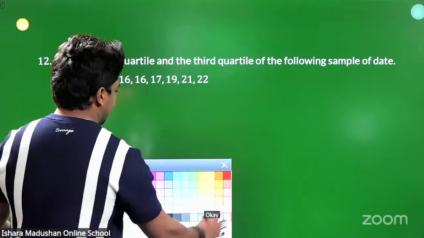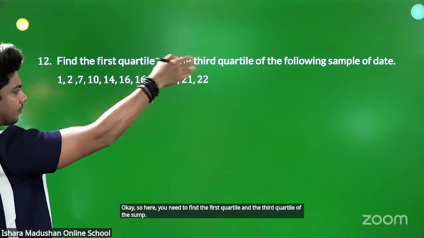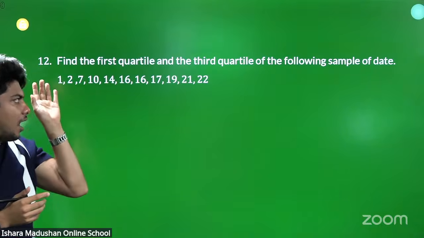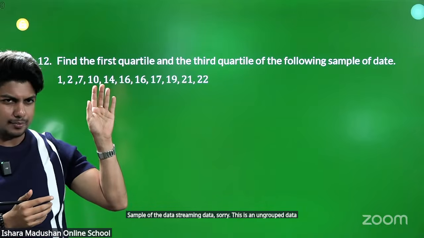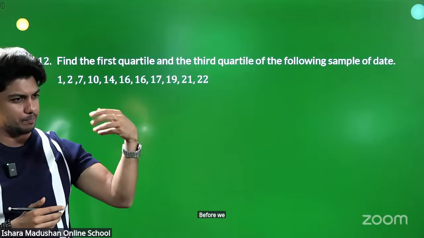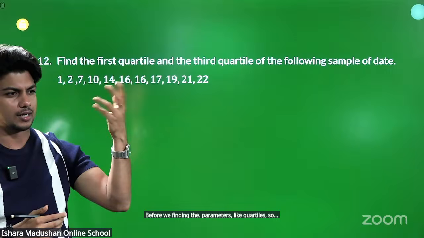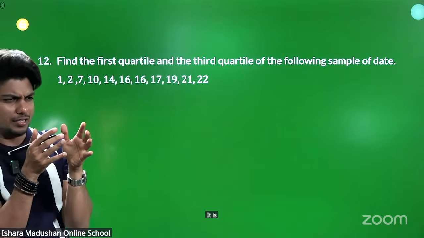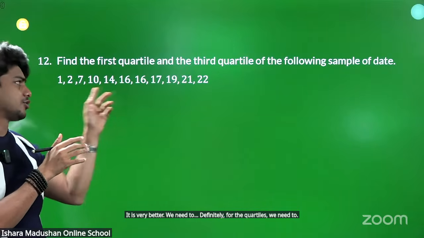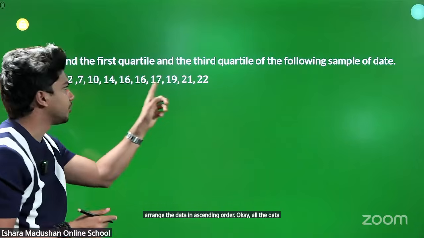So here you need to find the first quartile and the third quartile of the sample of the data. This is an ungrouped data distribution. Before finding parameters like quartiles or median, for quartiles we definitely need to arrange the data in ascending order. All the data has been arranged in ascending order, so no worries.